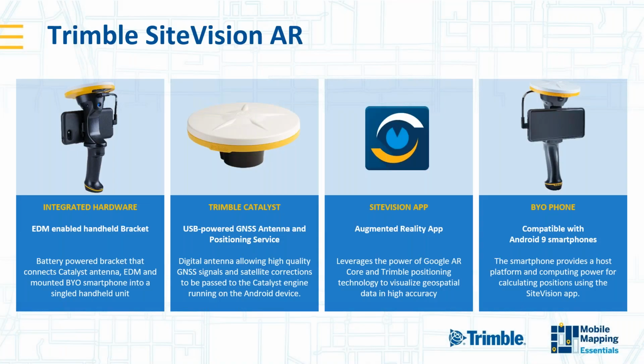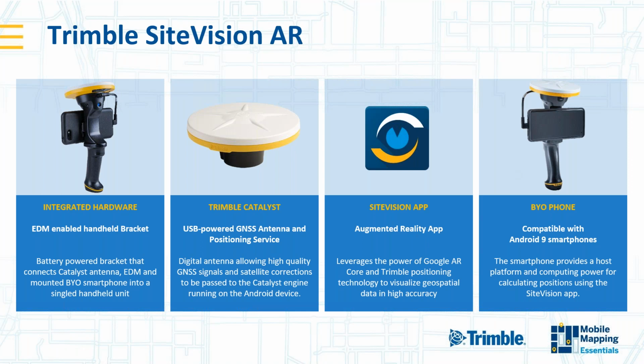This is just a breakdown of that. So on the left-hand side, you see the actual unit, the integrated hardware, and you see, I don't know if you can see my mouse, that small hole there is the actual electronic distance meter. And of course, you have the Catalyst antenna and then the SiteVision app, and the bring your own device, mobile phone. So for a smartphone, it requires a minimum Android version 9 operating system.